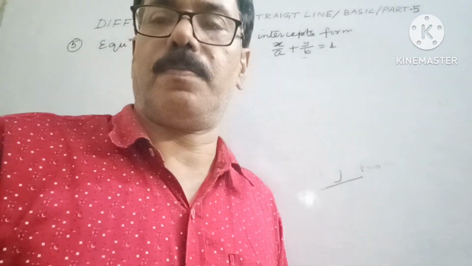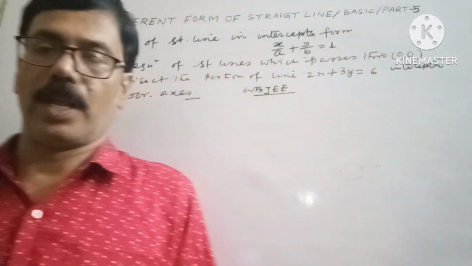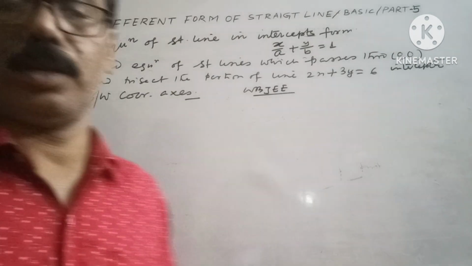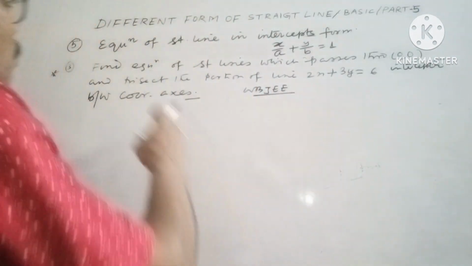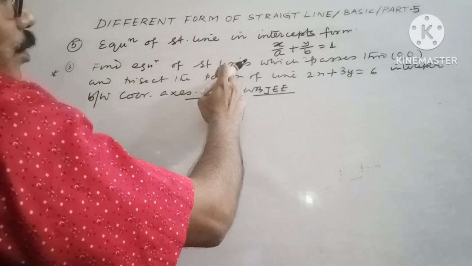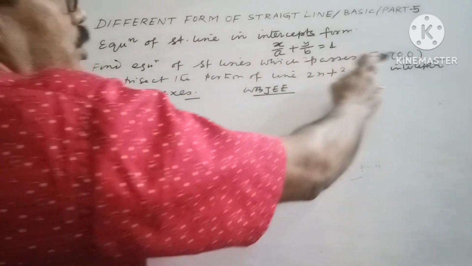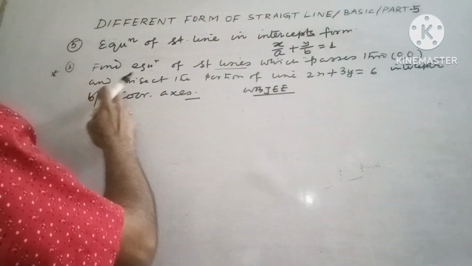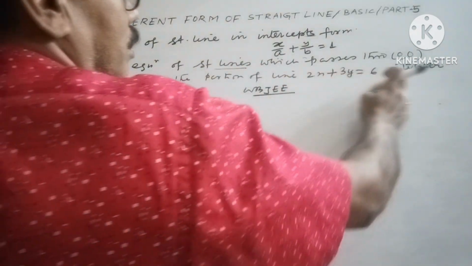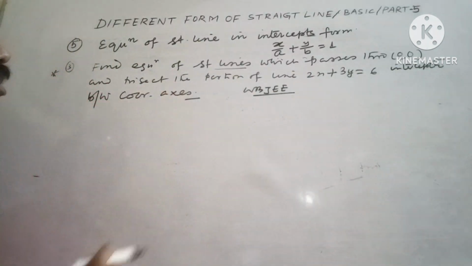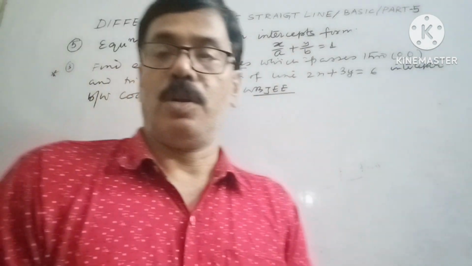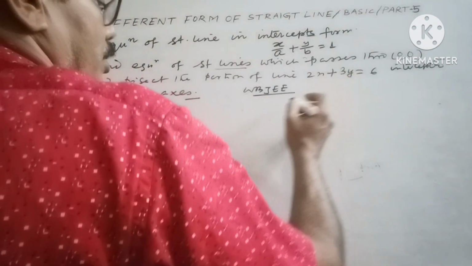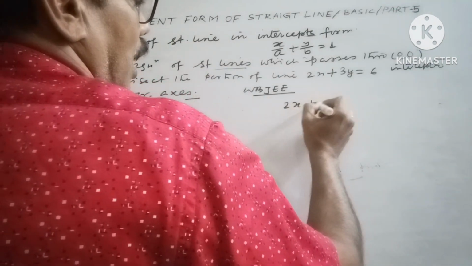Next, now I consider one more problem. Find the equation of straight lines which pass through (0, 0) and trisect the portion of the line intercepted between the coordinate axes. So, what is the line?